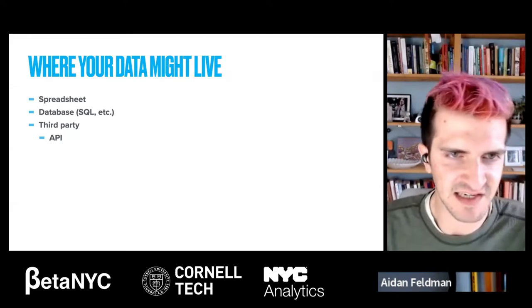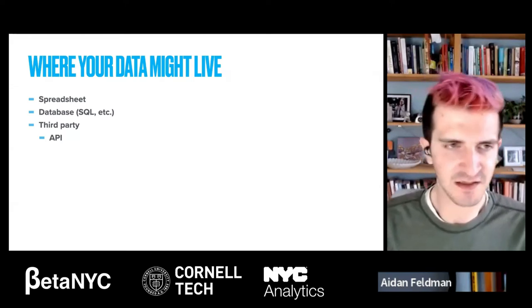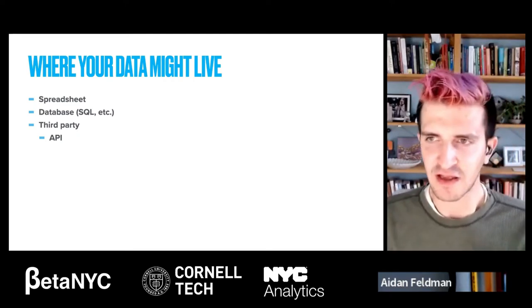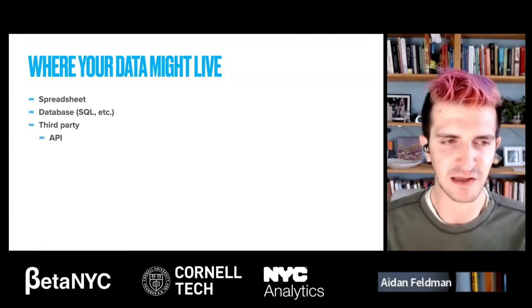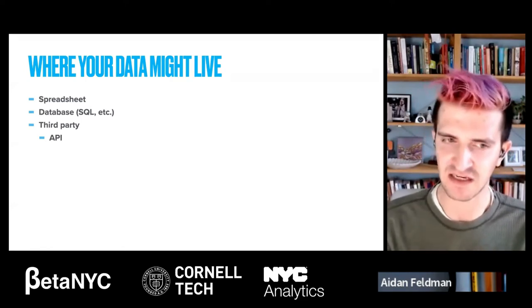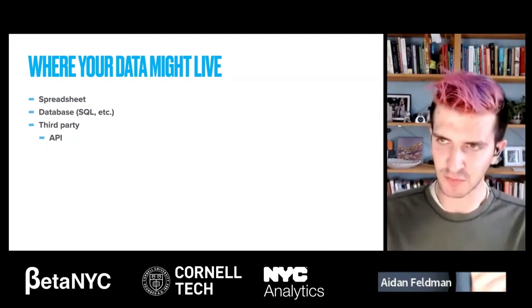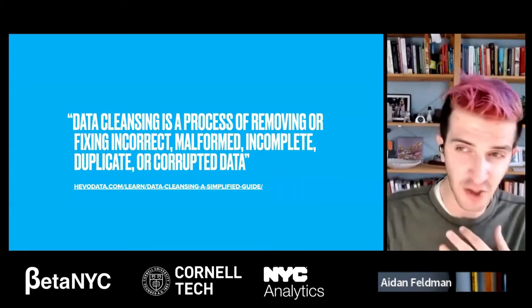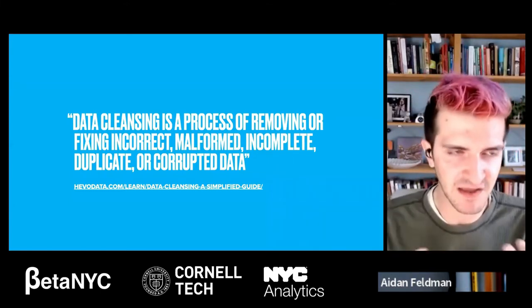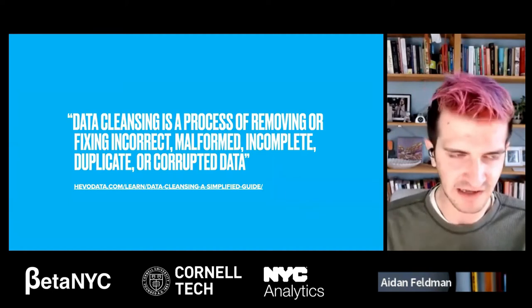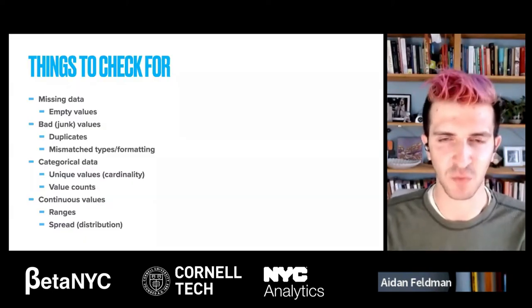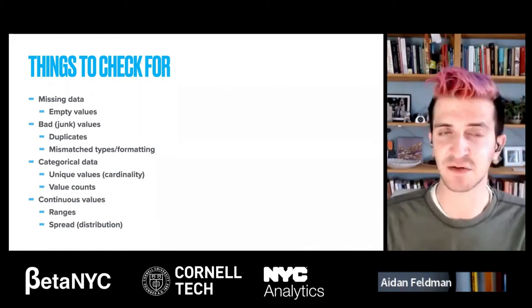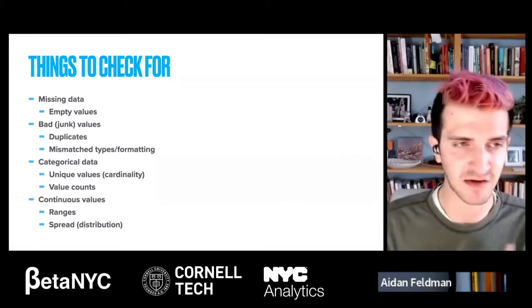Data cleansing is a process of removing or fixing incorrect, malformed, incomplete, duplicate, or corrupted data. And there's a handful of things to check for. You're going to look at the different values, and that can mean either a single cell or you can be looking across an entire row. And that data could be missing or empty, meaning things like null versus an empty string, are those the same thing, et cetera. There's bad or junk values. Some garbage got into one of the cells and shouldn't be there. Maybe that means that single cell should be emptied, or maybe it means the entire row should be discarded. That's up to you.